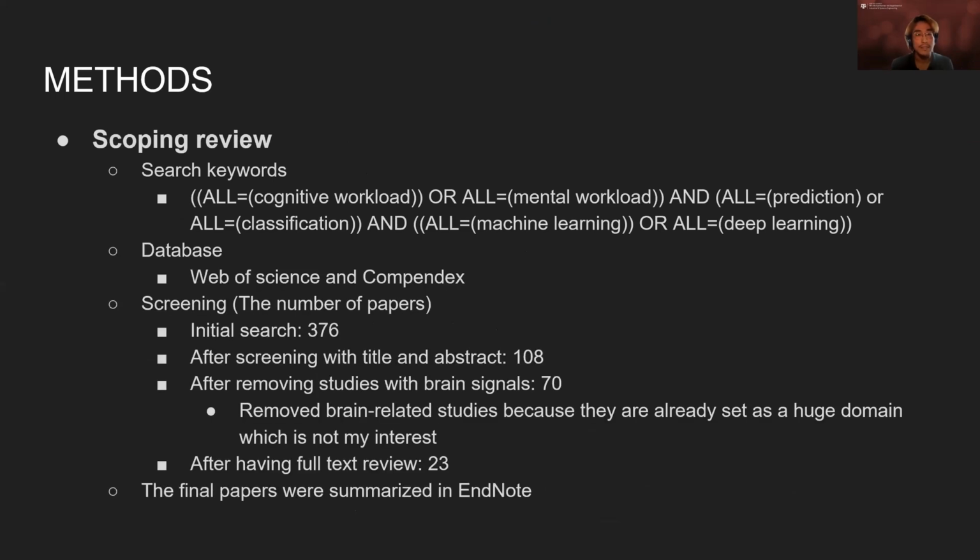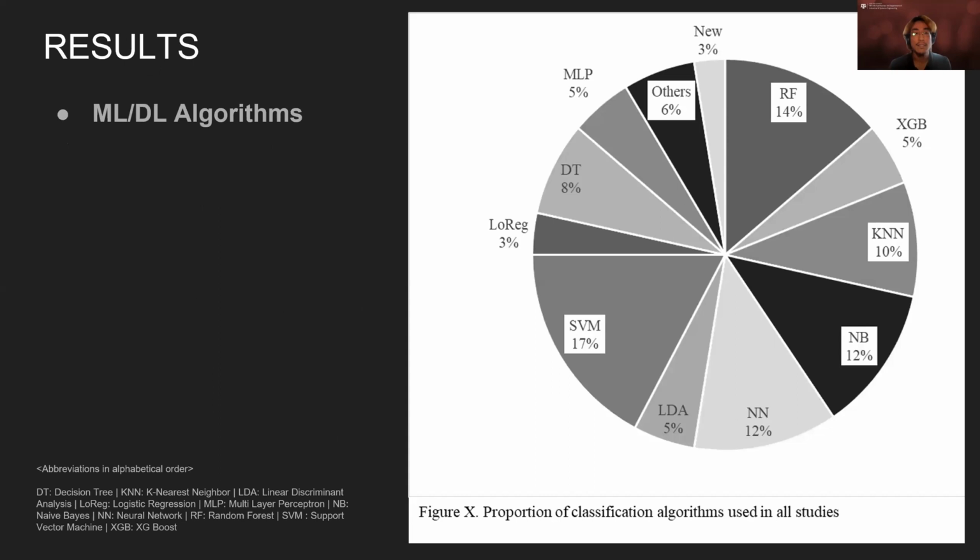So I did a small scoping review with these keywords and databases, and this is the screening procedure. Then I finally got 23 papers that classified cognitive workload. So some of which papers made.